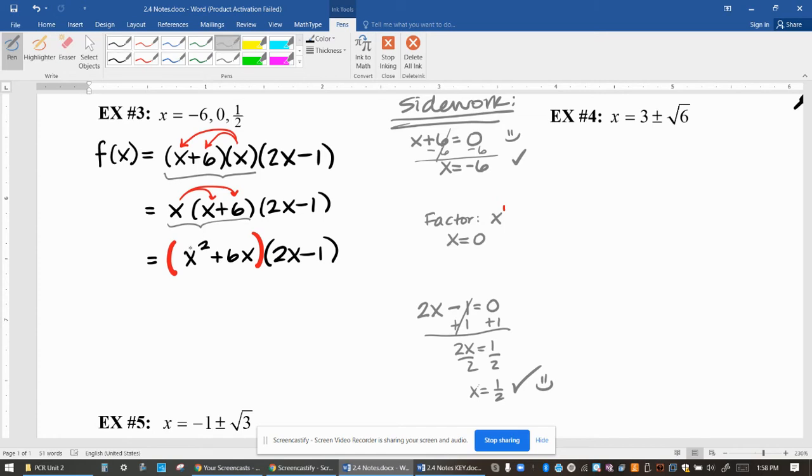All right, from here we just distribute. You can call this FOIL. FOIL is an appropriate term when you're distributing 2 binomials together, or when you're multiplying 2 binomials. Okay, being careful with your exponents, distribute.